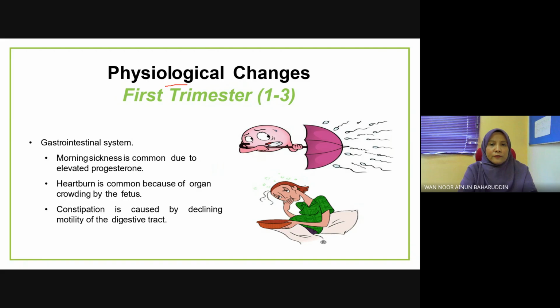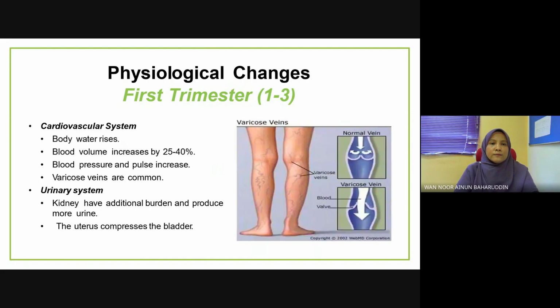For the physiological changes at the GIT, the gastrointestinal system, morning sickness is common because of the elevation of the progesterone hormone. Heartburn is also common because the organs are crowded by the fetus, and constipation occurs because of the declining motility of the digestive tract. For the cardiovascular system, body water is rising and blood volume will increase from 25 to 40%. Blood pressure and pulse also increase, and varicose veins are common. The veins can be clearly seen through the mother's leg.